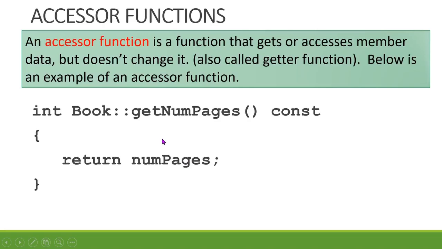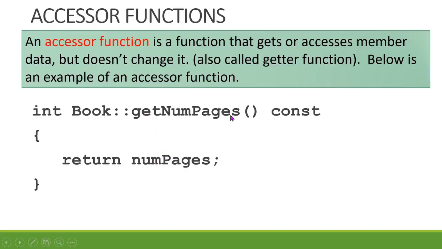An accessor function is a function that gets or accesses member data, but doesn't change it. We can also call these getter functions. Here's an example of an accessor function. An accessor function will always have a return type that is the same data type as the attribute that you're returning. So numPages is an integer, so we're returning an integer.